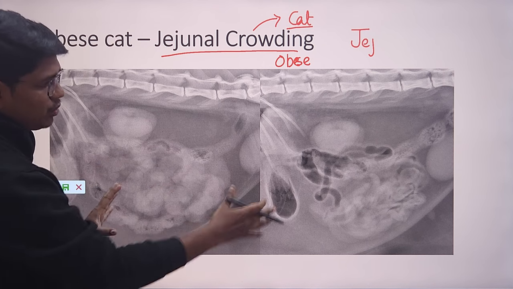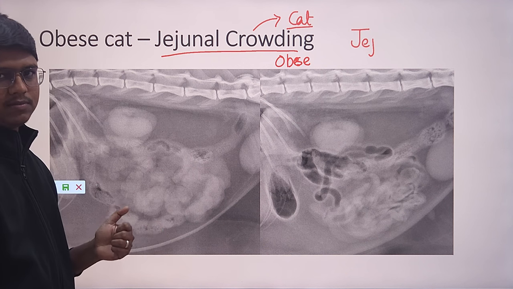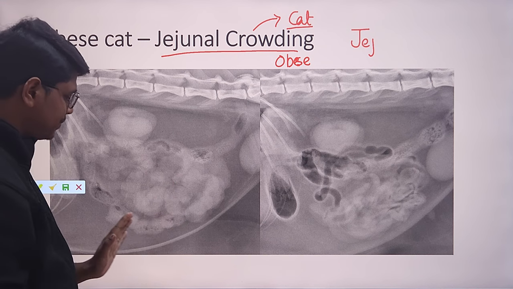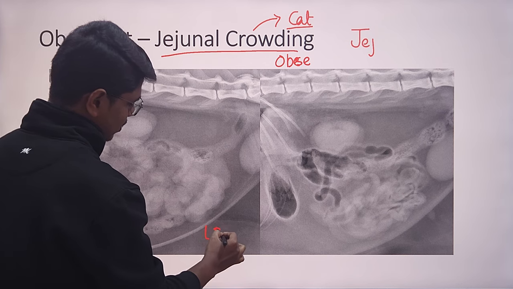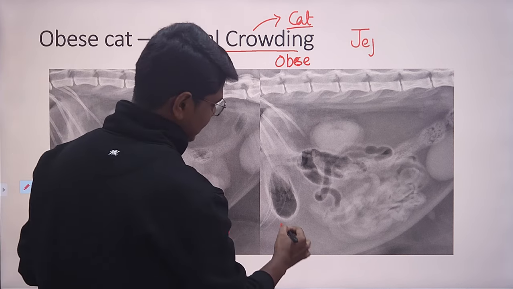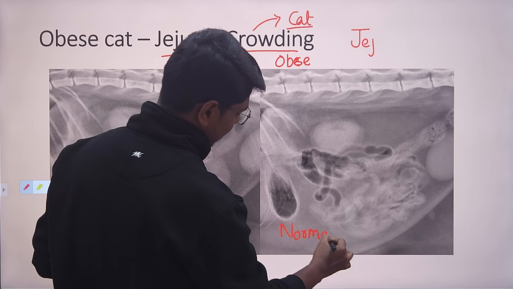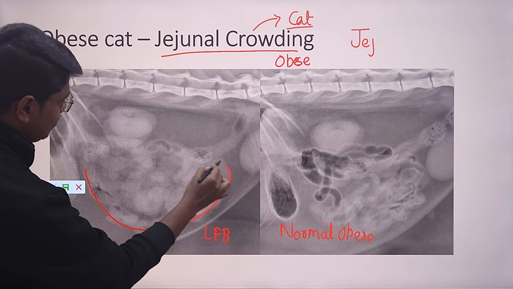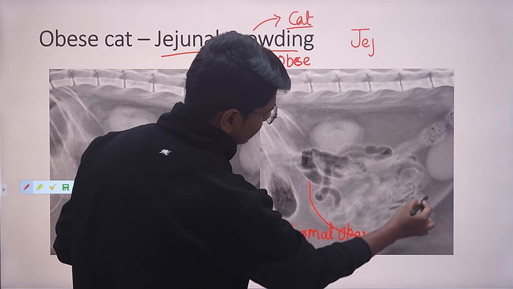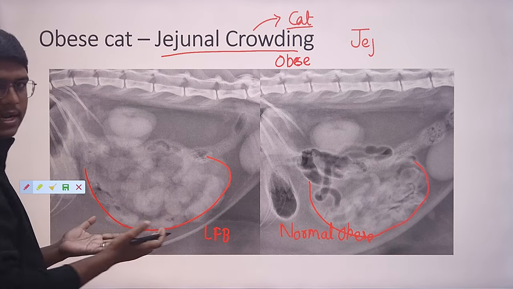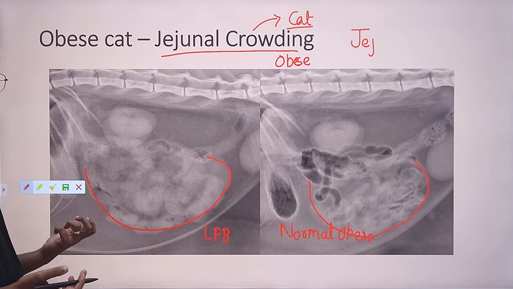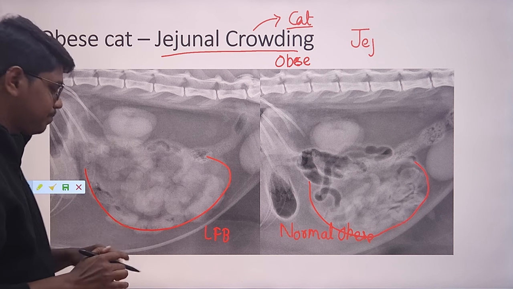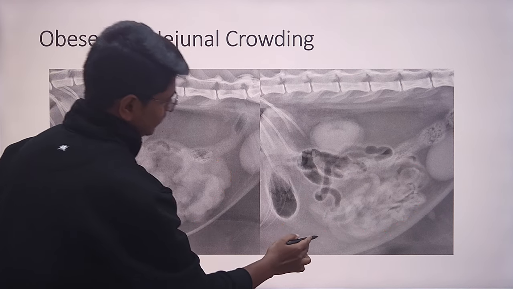So here, of these two images, one is normal, one is pathological. It is very difficult to diagnose between them unless you know which radiograph is which. This one is of a linear foreign body obstruction of a cat, while this is a normal obese cat. You can find the jejunal crowding. They will be placed in the central abdomen. So usually you have to correlate with the signs and lab tests, then diagnose, especially in obese cats. Okay, so this information I wanted to give you.